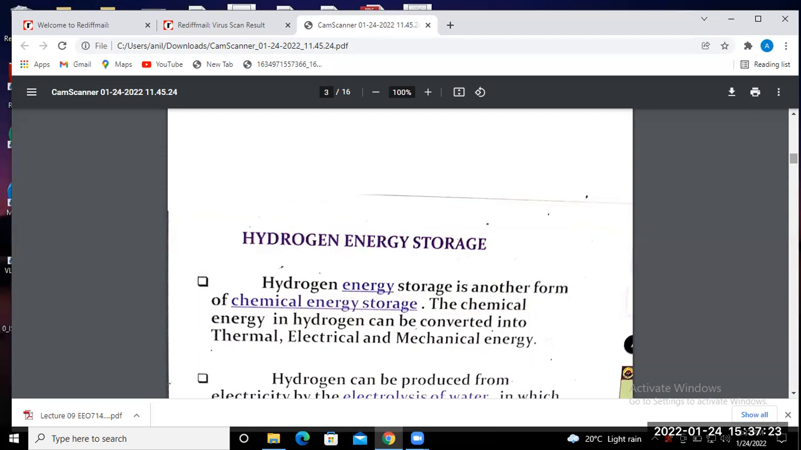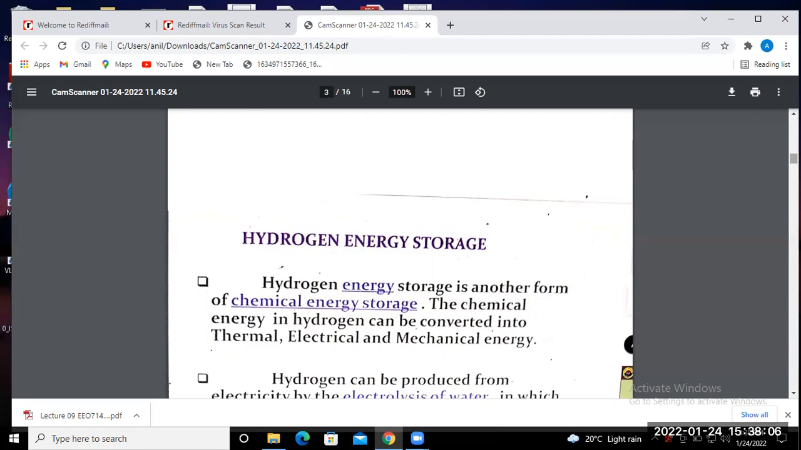So we are going to discuss this type of battery. Some important advanced batteries, that means the sodium sulfur battery, the zinc chloride and zinc bromide batteries, zinc silver and zinc nickel, we already discussed in the previous class. So here we are going to discuss the hydrogen energy storage system, which is another form of chemical energy storage.